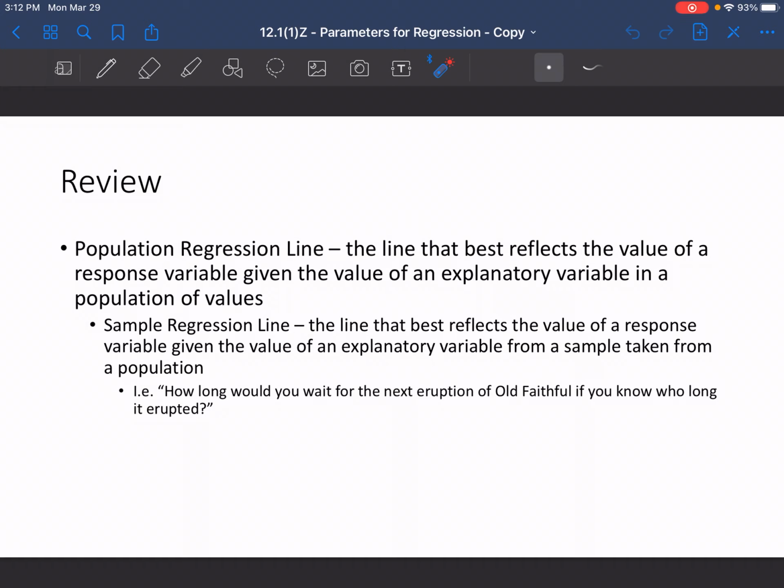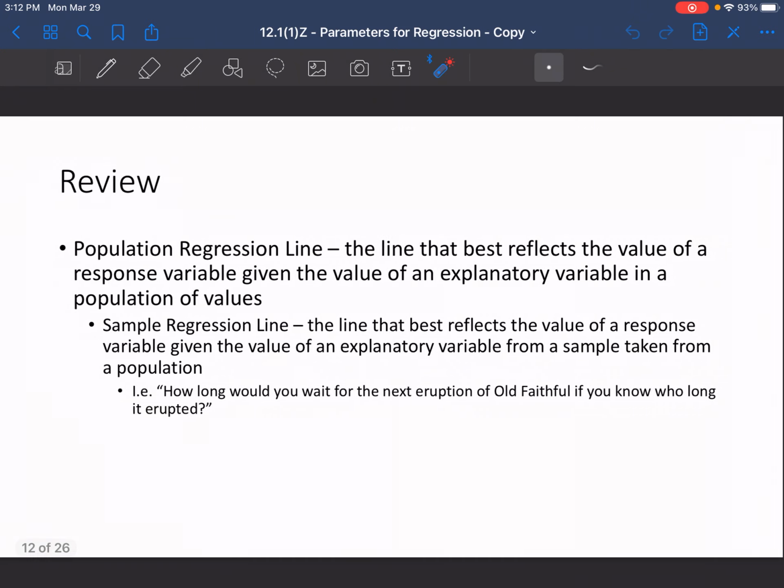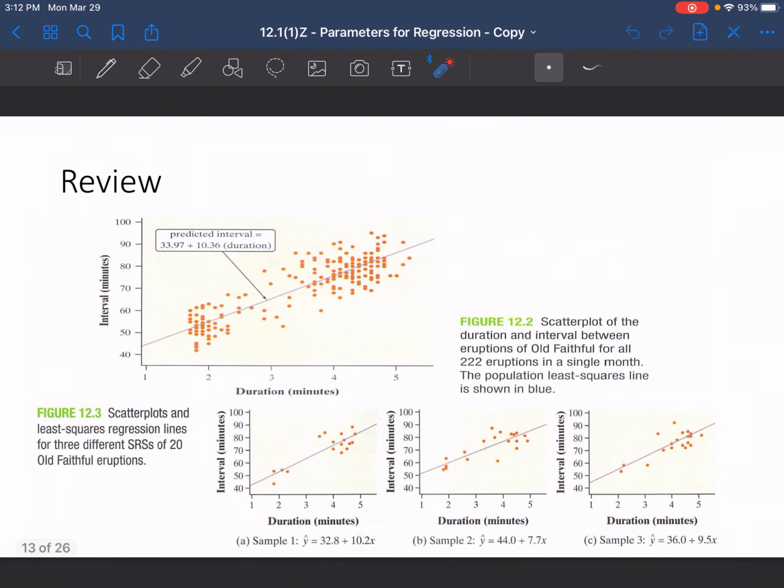Whereas a sample regression line is basically the exact same thing, but it's the line that best reflects the value of a response variable given the value of an explanatory variable from a sample taken from a population as a whole. So when we're looking at that image that I just showed you, we think about this example. How long would you wait for the next eruption of Old Faithful if you know how long it erupted? Let's say that this image represents a scatter plot of the duration and interval between eruptions of Old Faithful for all 222 eruptions in a single month.